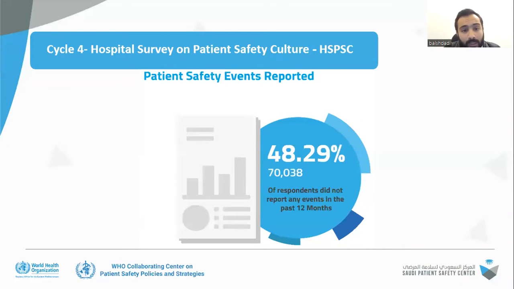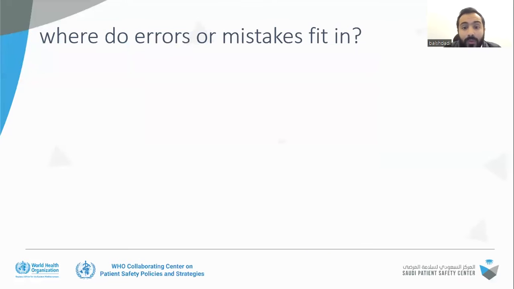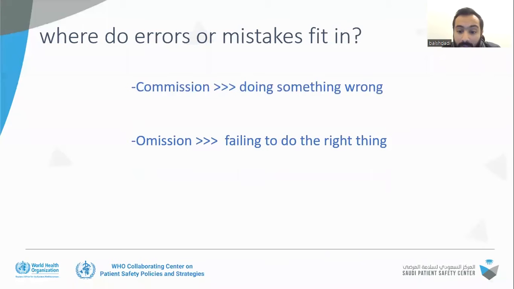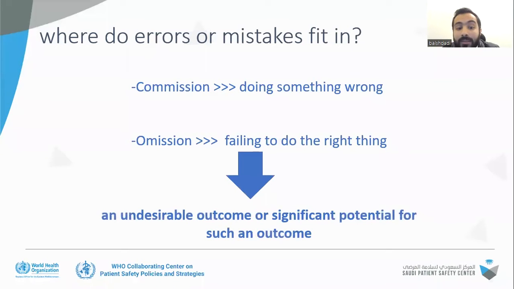So if we look at the anatomy of error, where do errors or mistakes fit in? It's either commission, which is doing something wrong, or omission, which is failing to do the right thing, both of which will lead to an undesirable outcome, or a significant potential for such an outcome. And we all know that many errors do not result in an adverse event.